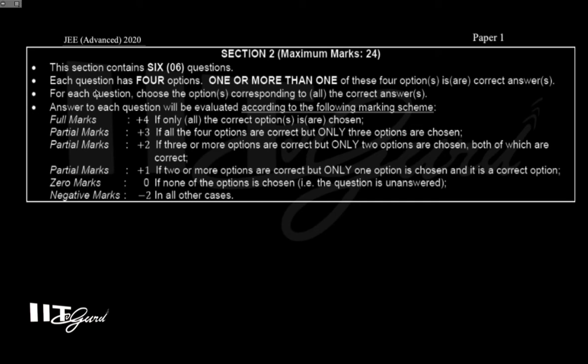This is section 2 of JEE 2020 paper 1. In this section, there are one or more than one correct options with negative marking, and here partial marks are also allotted. So let's go ahead for solving the question.